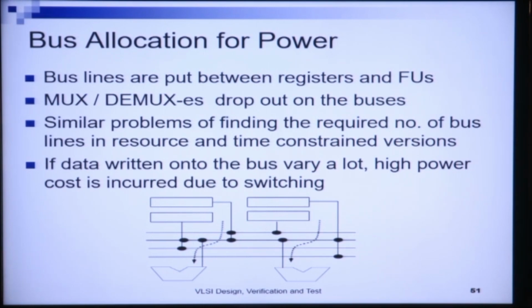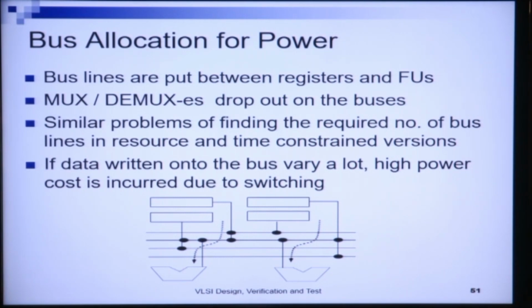Now we will look at another problem, bus allocation for power. So bus lines are put between registers and functional units. When bus lines are put between registers and functional units, the muxes and demuxes drop out on the buses. Now if we want to minimize the number of bus lines that are required to handle a certain number of muxes and demuxes, the problems are similar to the other allocation problems we learned previously and can be similarly formulated. Now we will look at this formulation for power.